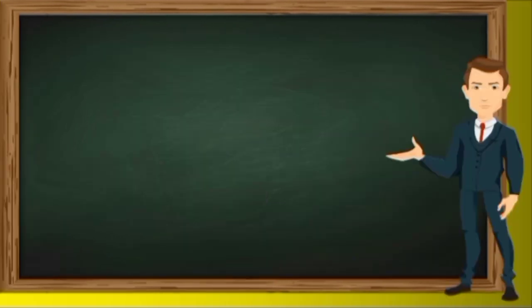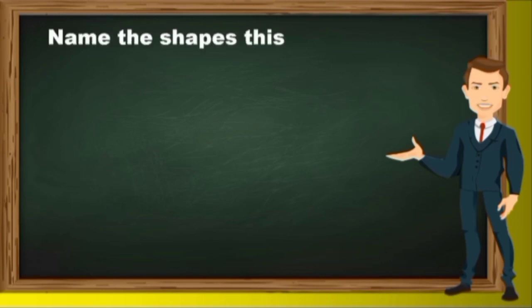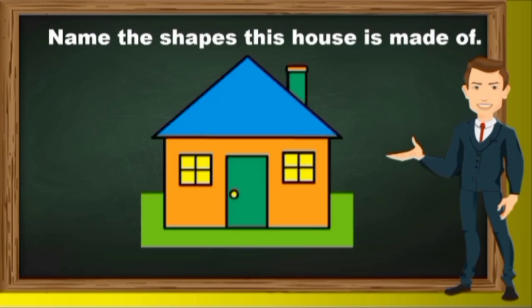Very good. Now, let's have another activity. Name the shapes this house is made of. Look at the house. Will you name all the shapes that you see? Let's start. The roof of the house is what kind of figure? The answer is triangle. Very good.